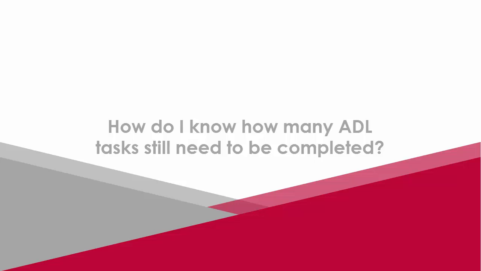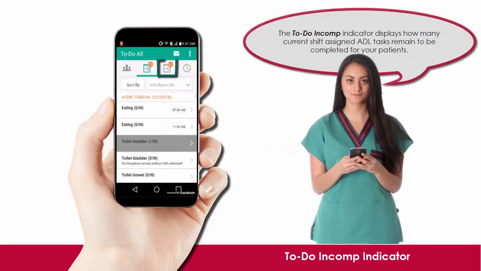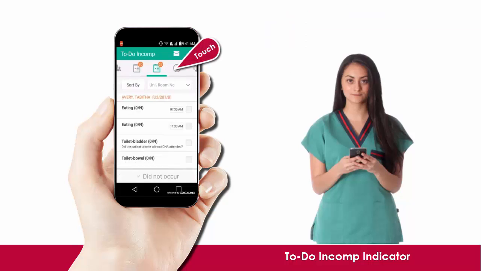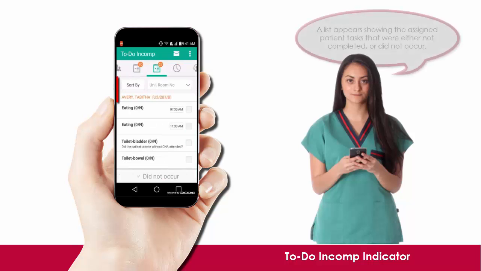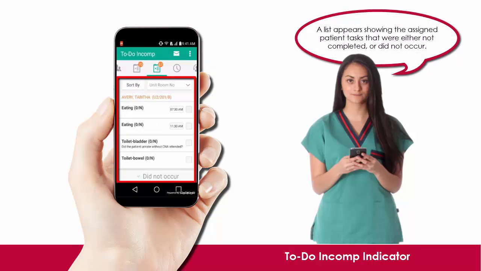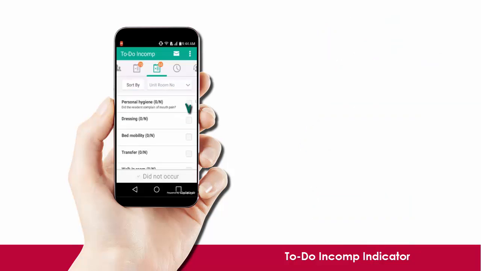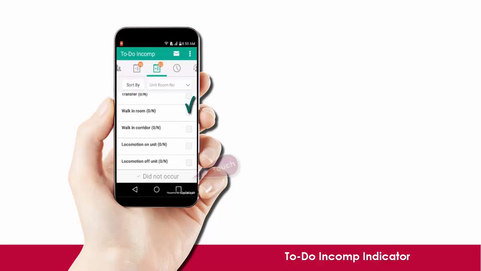How do I know how many ADL tasks still need to be completed? The To Do In-Comp indicator displays how many current shift assigned ADL tasks remain to be completed for your patients. To view the remaining task list, touch the To Do In-Comp indicator window. A list appears showing the assigned patient tasks that were either not completed or did not occur. Scroll to the patient for whom you want to document a task or tasks that did not occur. Touch to check the boxes of the tasks that did not occur, then touch the Did Not Occur button below.